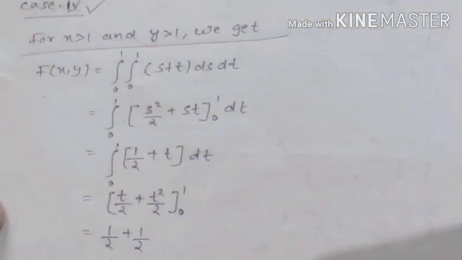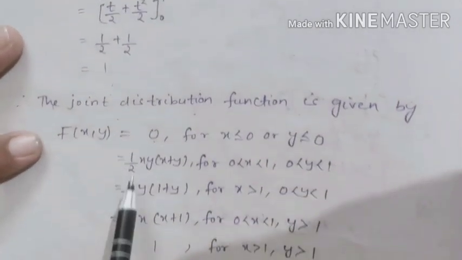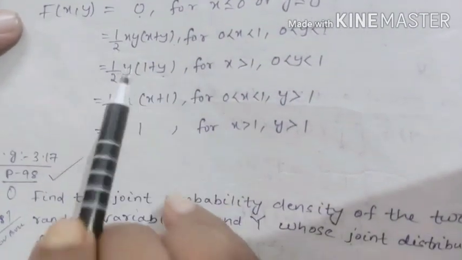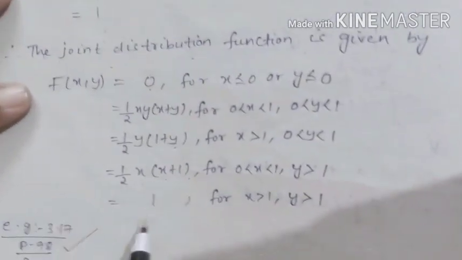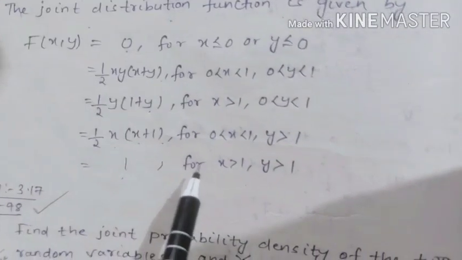So what is the joint distribution function? The first one equals 0. The second one is half xy into x plus y. The third one is half y into y plus 1. The fourth is half x into x plus 1. Another is 1. So we have just five cases.